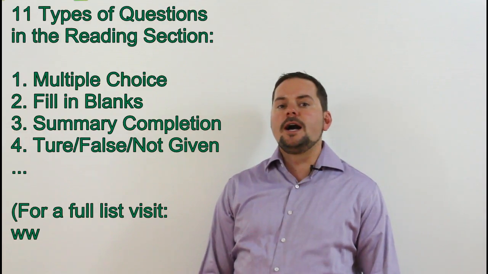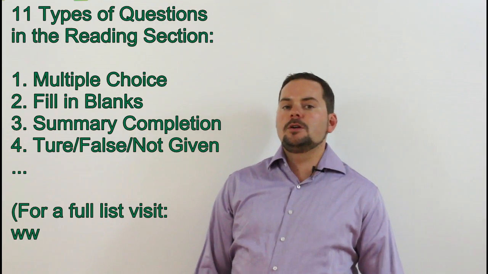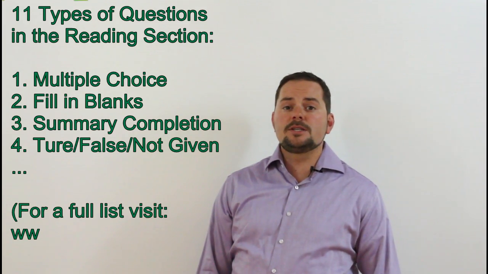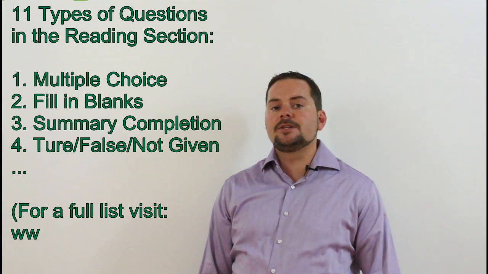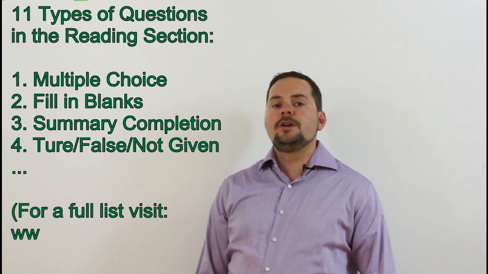So the second step, again, this is something that you should do before you begin reading, is to have a look at the questions that follow the article. So there are about 11 different kinds of questions that you can get in the reading section. These include questions like multiple choice, fill in the blanks, summary completion, matching endings, true, false, not given, also called sometimes yes, no, not given, and so on.